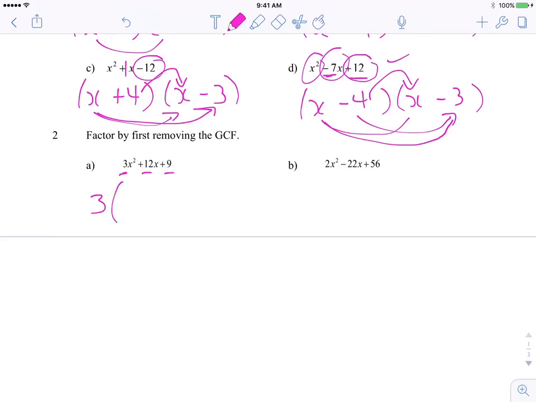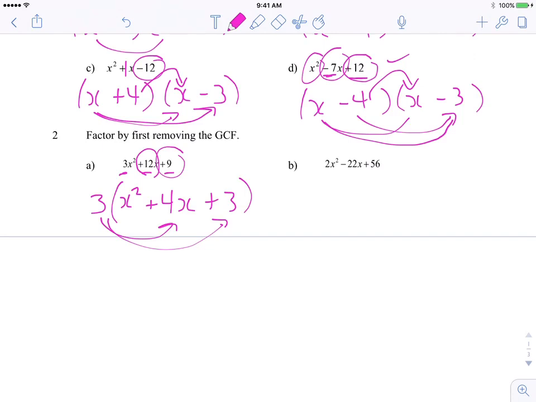So if I take a 3 out, 3 times x squared will be 3x squared. 3 times positive 4x, don't forget the x. It's a common mistake at this stage that many students forget to put the x there. So 3 times a positive 4x will accurately represent the positive 12x, because 3 times 4x is 12x. And then 3 times positive 3 will get me my positive 9.